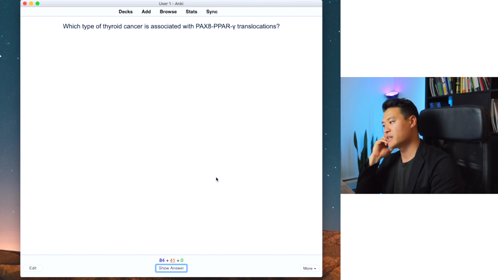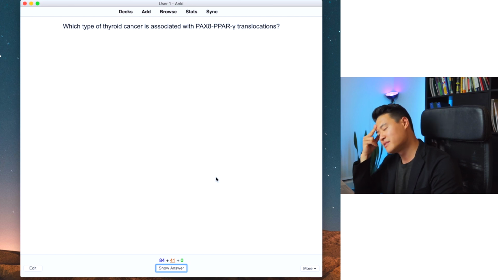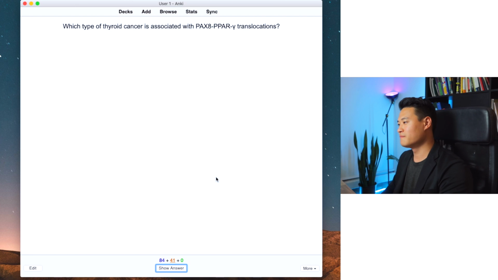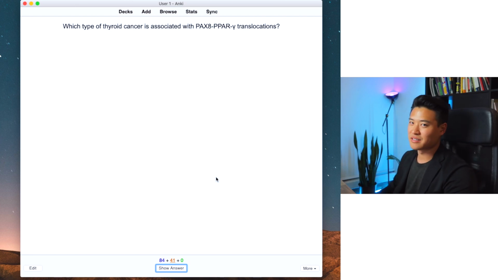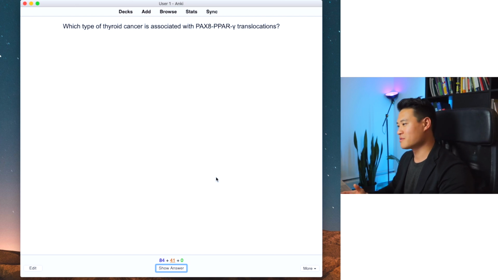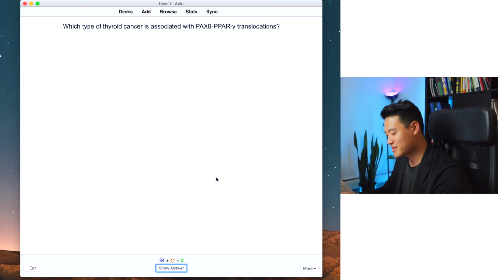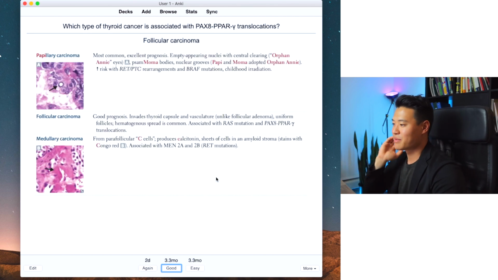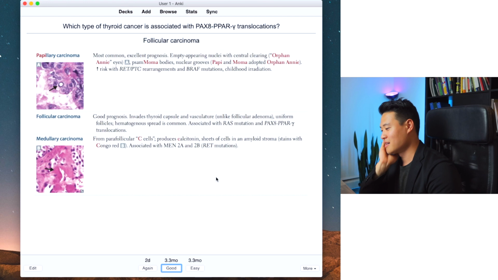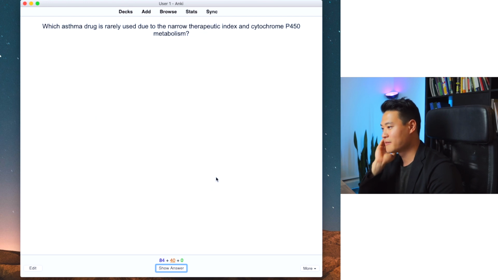Which type of thyroid cancer is associated with PAX8-PPAR gamma? I don't even know how to pronounce this. These minor details for Step 1 are what makes this test so useless, because I know that I'm not going to use this clinically. If I'm going into a surgical specialty that has nothing to do with thyroid cancer, I know that after I write this test, I'm just going to throw this out of my memory. Follicular carcinoma. I don't know. I'll probably answer this again.